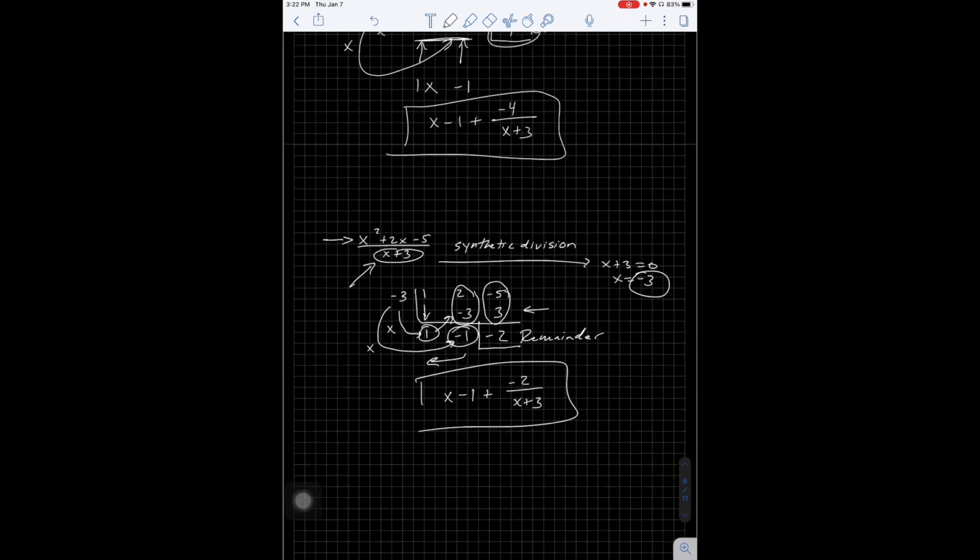All right, let's do another example, and let's make it a little bit more complicated. Let's go x cubed plus 3x minus 5, and we'll divide it by 2x plus 1. I'm going to throw you into fraction land here.